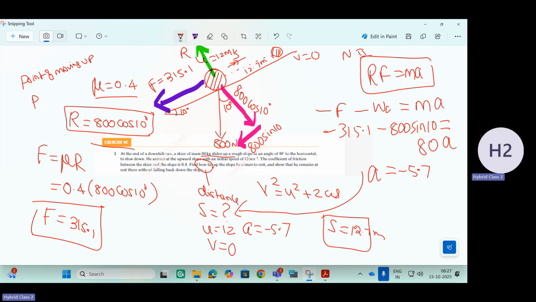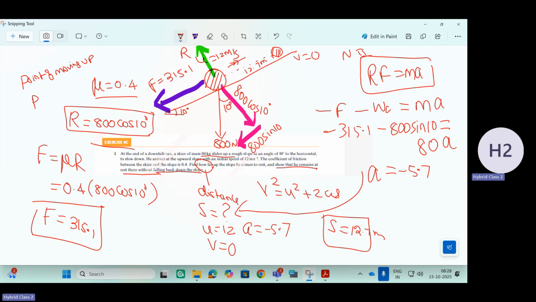Okay. Now that is only part of the problem. Now, what do they ask for the remaining part? After it reaches the maximum height, they ask to show that he remains at rest there without falling back down the slope. Which means what? After he reaches there, he remains there means what? Friction is acting in the opposite direction, the weight component acting in this direction. So both are going to be balanced.